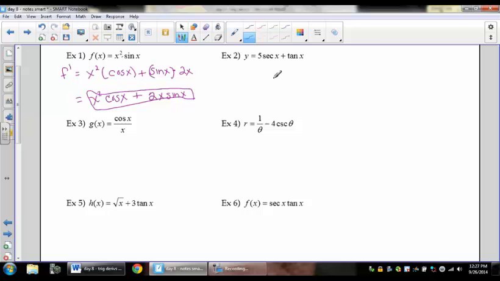I'm going to do one more over here, and then I'm going to leave you to yourself to try the rest. y equals 5 secant x plus tangent x. Well, that's easy. y prime is going to be 5 times the derivative of secant, which is secant tangent. And then the derivative of tangent is secant squared. Easy peasy. That's it.